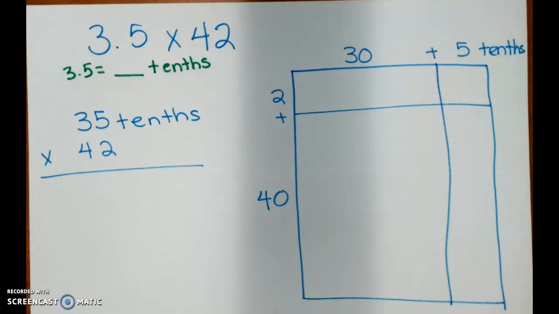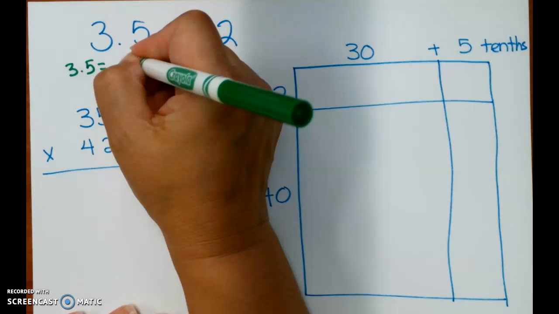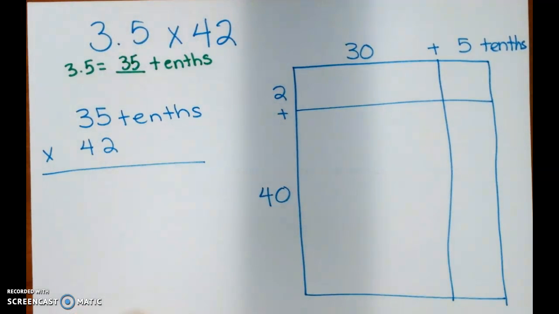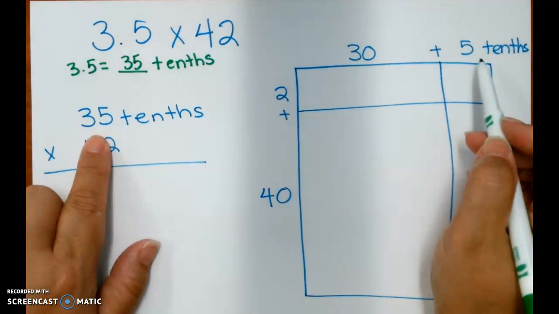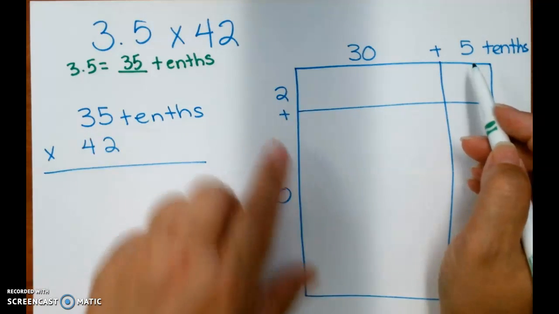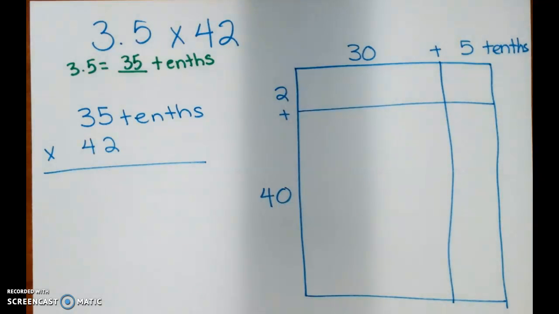Okay, so now this problem is 3 5/10 times 42. So, 3 5/10, when multiplied by 10, gives me 35 tenths, which is what I have over here and what I have over here. So now we're going to multiply. And please stop the video, draw your area model, get all set, then press play again.